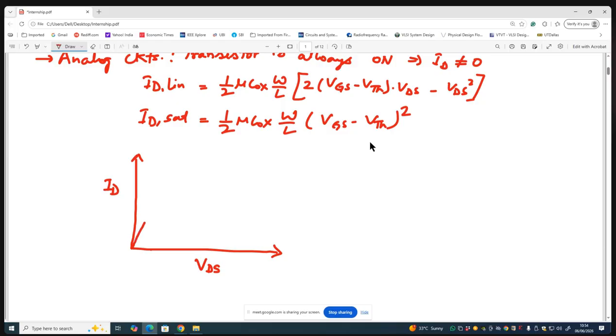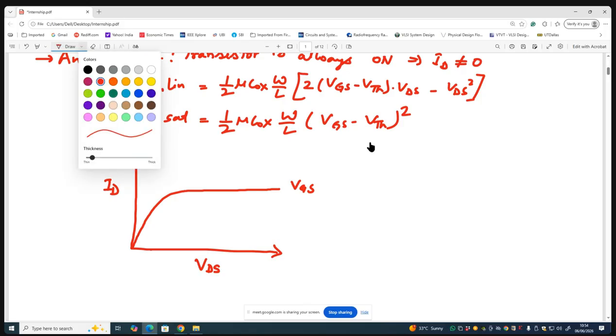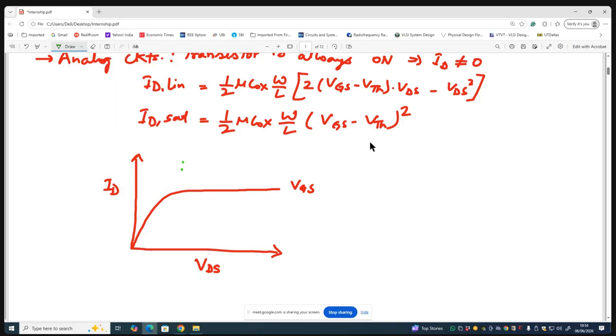Let me plot the ID-VD characteristic. So this is the ID-VD characteristic for a certain value of VGS, right? And you can identify different regions of operation on this ID-VD characteristic. Now this whole current characteristic is not captured by any single equation. Do you understand that?